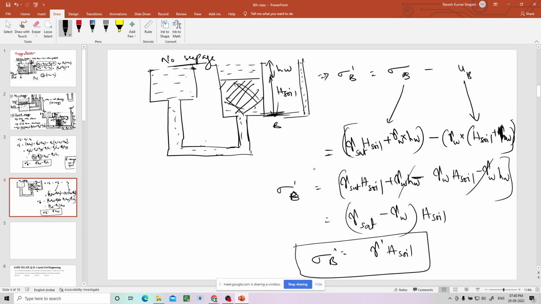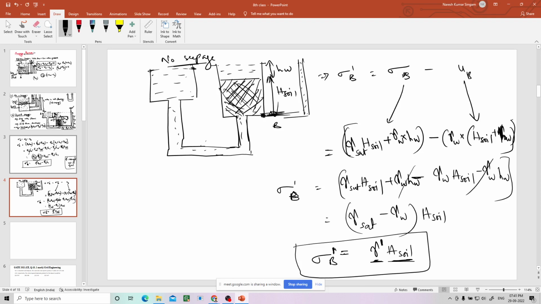So effective stress at B, it is nothing but just that you just have to take the submerged unit weight of the soil into the height of the soil. That's it. Submerged unit weight of the soil into height of the soil. Nothing to do with remaining heights. That is the effective stress at B. While calculating effective stress at any point in the soil, like let us say B, you just have to take the height of the soil sample above that B multiplied by submerged unit weight. That's it.